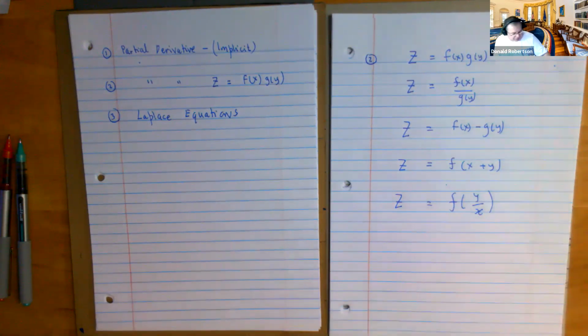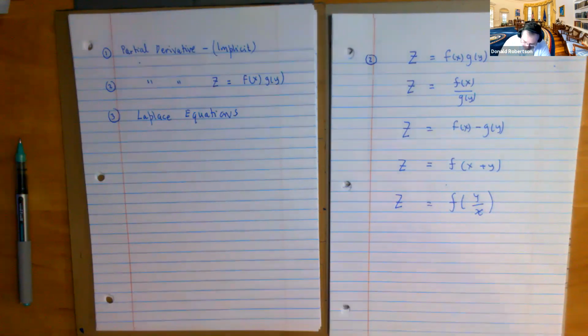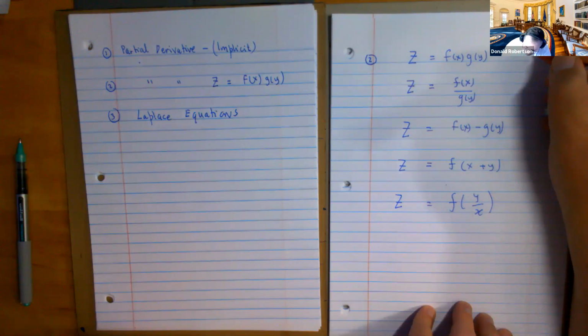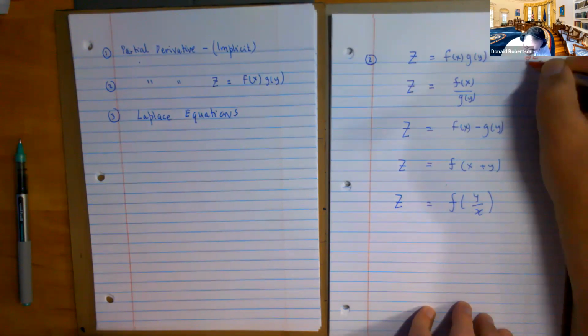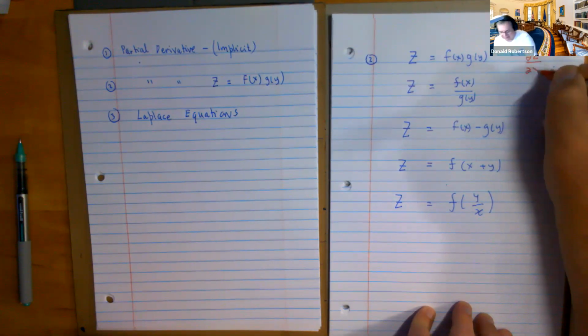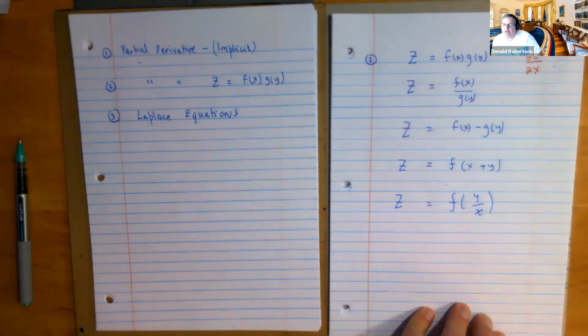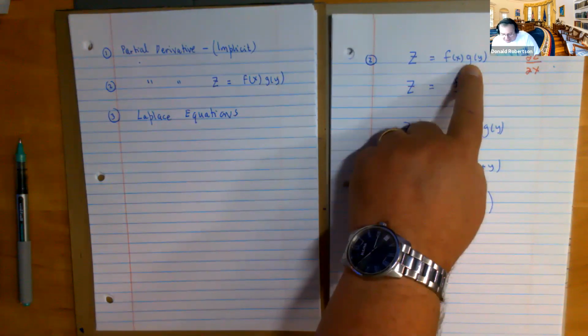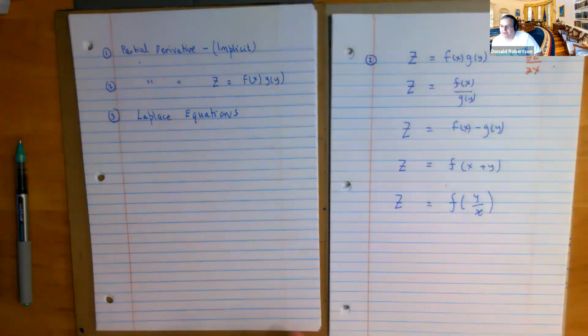And what we're going to do here is find, just because I want to, let's just find dz by dx in each case. Now, you may say, well, what's my answer going to look like? Because I don't know who f of x is. I don't know who g of y is. That's fine. Your answer won't have a specific value. It will be general as well.